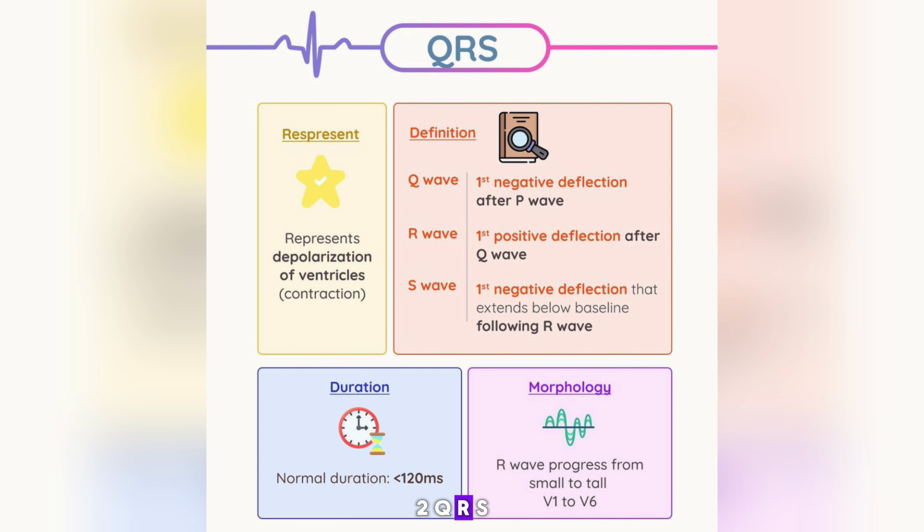2. QRS wave. Definition. Q-wave: first negative deflection after P-wave. R wave: first positive deflection after Q-wave. S wave: first negative deflection that extends below baseline following R wave. Representation: it represents depolarization of ventricles, also known as contraction. Duration of QRS wave: normal duration is less than 120 milliseconds. Morphology: R wave progresses from small to tall, V1 to V6.